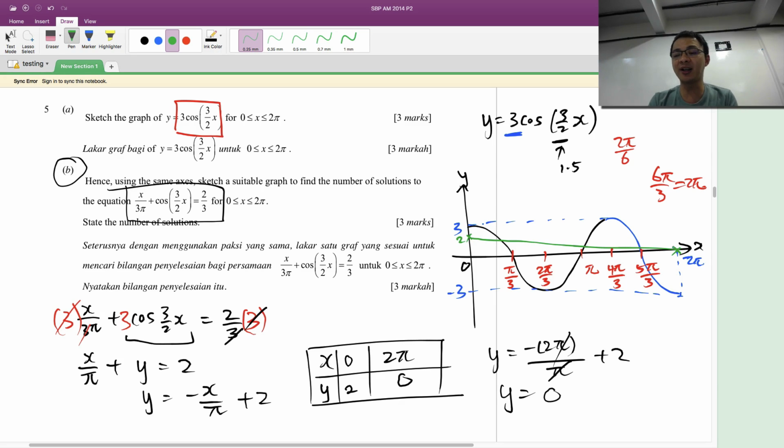And then you need to find the number of solutions. It will be 1, 2, 3. Okay, this is how we find the number of solutions. So it will be 3 number of solutions. So far so good? Yeah. Anything you want to ask about this?